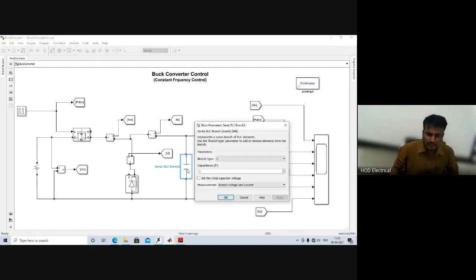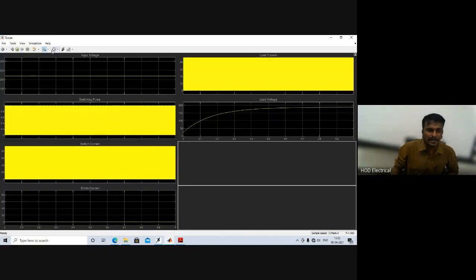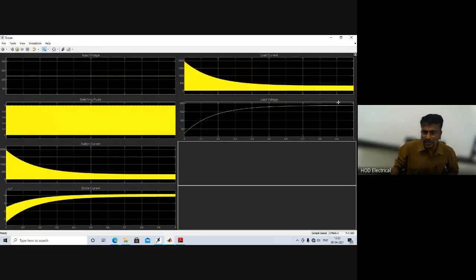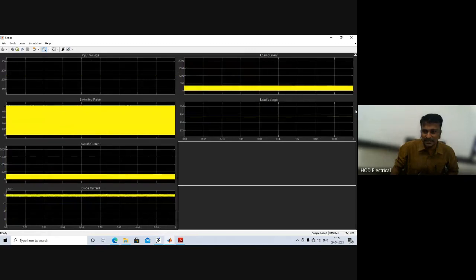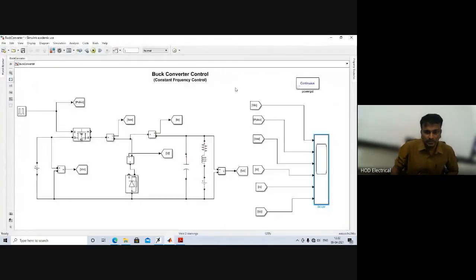For that, one can design the capacitor; otherwise, I have already approximated it using the successive approximation method. I have increased the capacitance to 1 farad. Now let me run the simulation. At that time the load voltage is increasing and settles down to the maximum value. So this is what we can control.